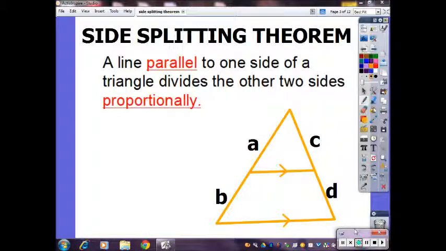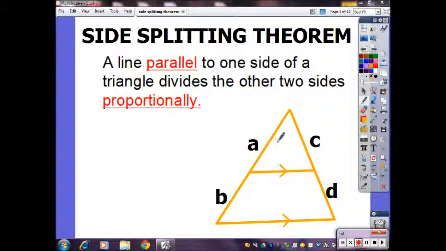Alright, so the side-splitting theorem. The side-splitting theorem states that a line parallel to one side of a triangle divides the other two sides proportionally. So what that means in the context of this triangle down here is that if I have a line drawn inside the triangle that's parallel to one of the sides, so that's what these little arrows mean. That means that these two lines are parallel.